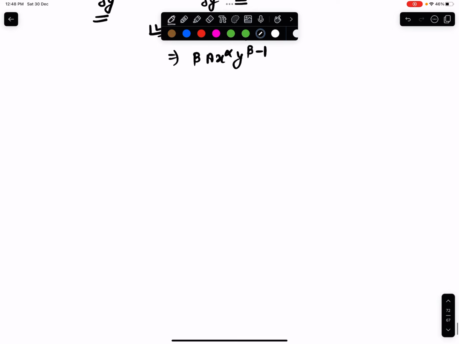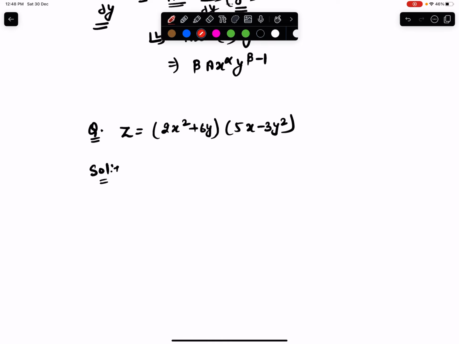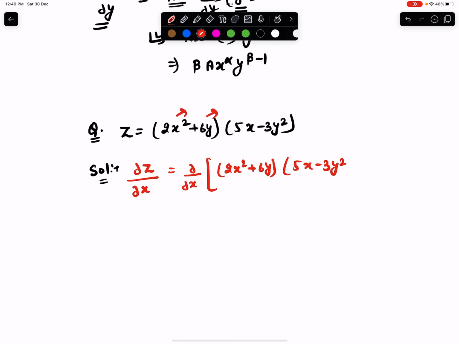Now we have another question. We have z equals 2x square plus 6y into 5x minus 3y square. We have to differentiate this, so let's solve this question. We have two variables here, x and y, so we have to differentiate z first with respect to x. We can write this as curly by curly x of 2x square plus 6y into 5x minus 3y square.